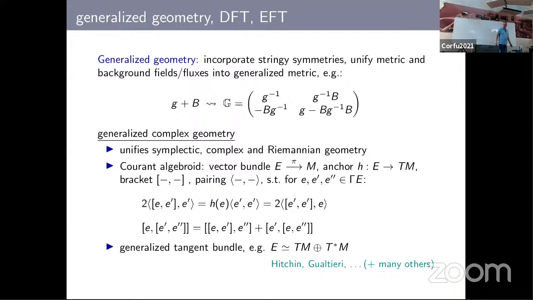So let me just very briefly tell you what is in it. You have a vector bundle. You have an anchor map from that vector bundle to the tangent bundle. You have a bracket, which we usually take to be the Dorfman bracket. You have a pairing, and you have a set of axioms, which can be written very compactly as here. So three axioms. Some compatibility of the bracket with the pairing and with the anchor map. And then there's this Jacobi identity, which is only valid in the second slot, not in the first one. And the bracket is not anti-symmetric. A typical example is to take a generalized tangent bundle, which is essentially doubled. So you have vector fields and forms.